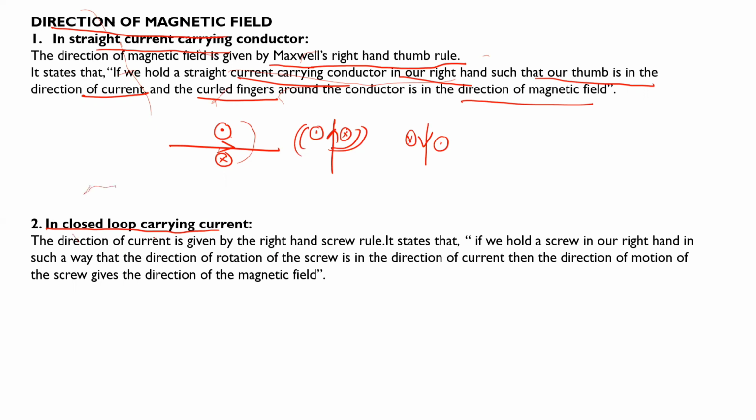Okay, next, in a closed loop carrying current, we will use the right hand screw rule. What it says is that if you are holding a screw in your right hand in such a way that the direction of rotation of the screw is in the direction of current, then the direction of motion of screw will give the direction of magnetic field. So the direction of rotation of screw means either the screw will rotate clockwise, right? Or it will rotate anti-clockwise.